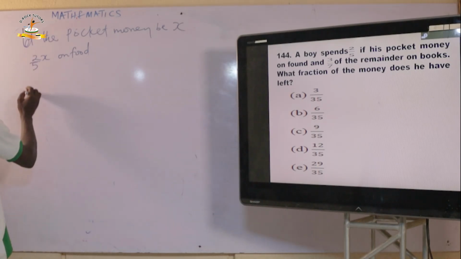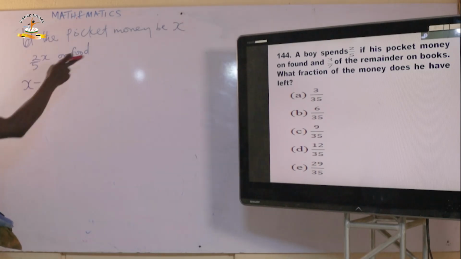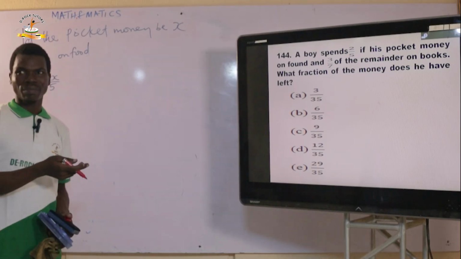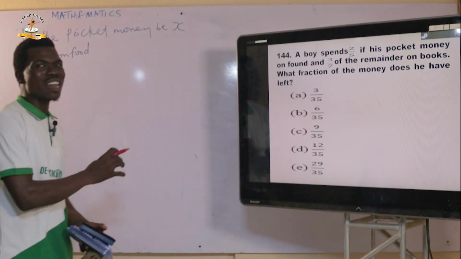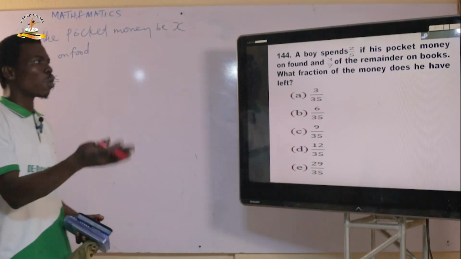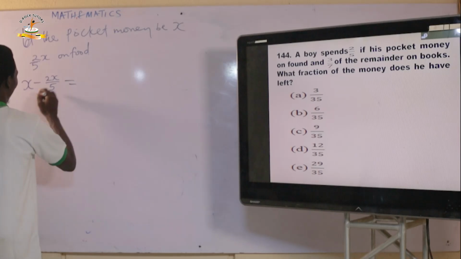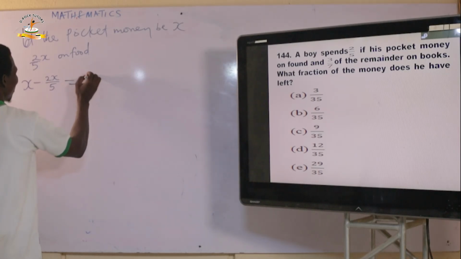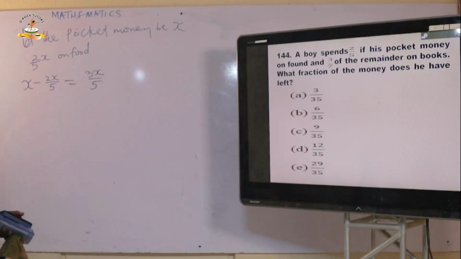What is the remainder? The remainder is x minus 2x over 5. Don't forget, his original money was x. So when he spends 2 over 5 on food, we remove that money he spent on food from the total money he had to know what is left. So this is going to be what? LCM is still 5, and this is going to be simply 3x over 5. That is what is left.